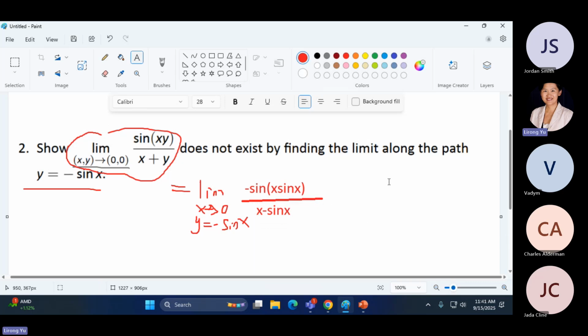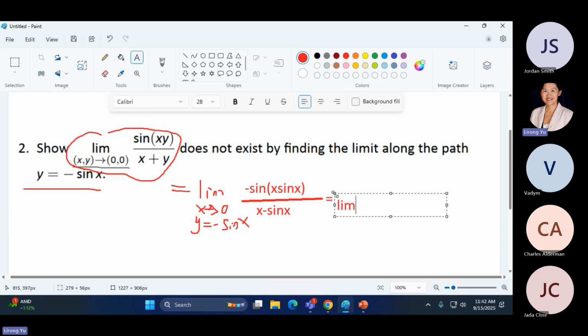That's what the denominator is. Right, so here we're going to try to prove this limit does not exist. How do we do it? Making y equal to negative sine x turns a two-variable limit calculation into a one-variable limit calculation. That's why it's easier for calculation. Now we can apply L'Hopital in this situation. The numerator and denominator are both approaching zero, so we're looking at 0 divided by 0. So we can find the derivative of the numerator and the derivative of the denominator, and maybe that limit will be easier to calculate.